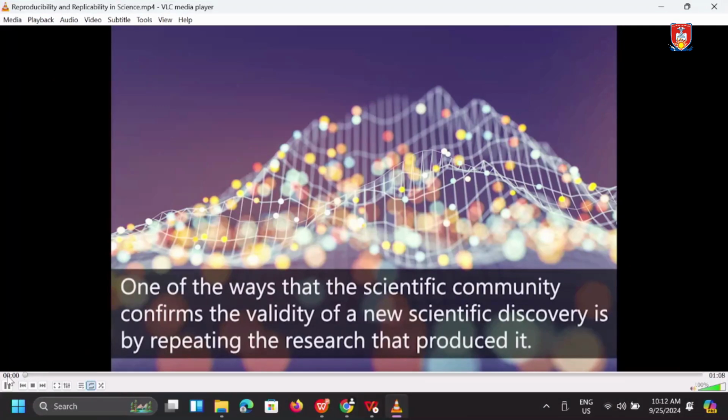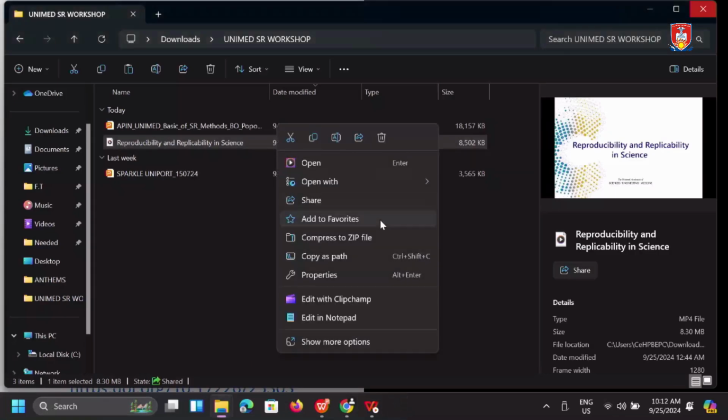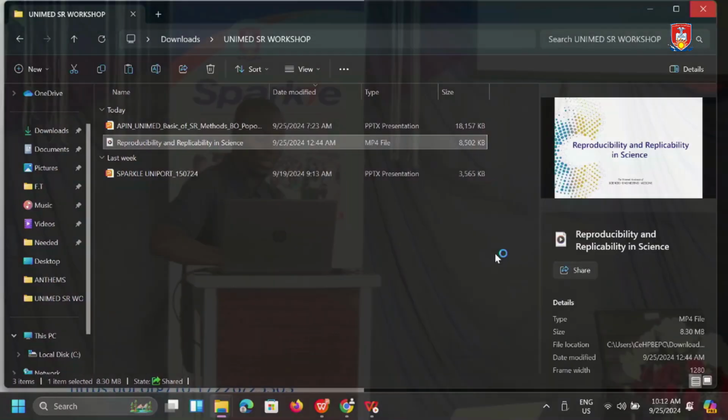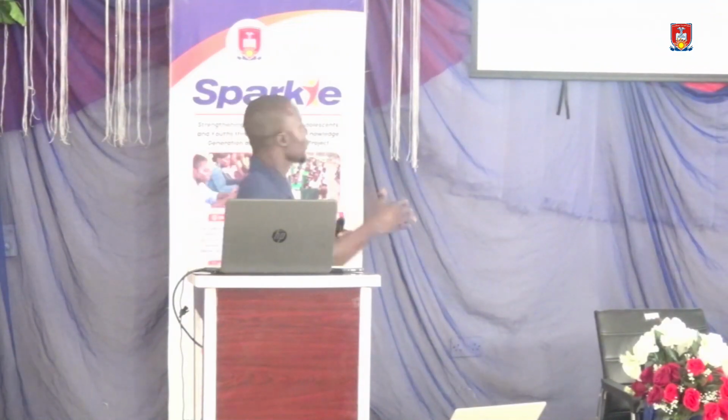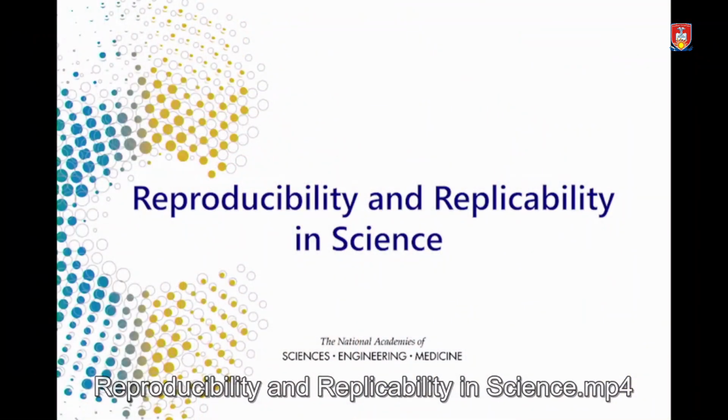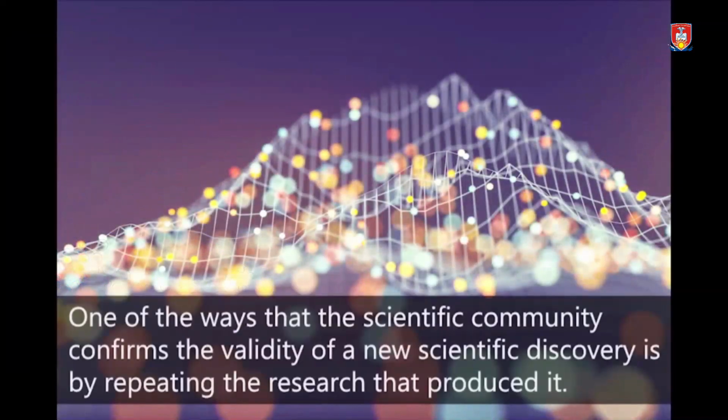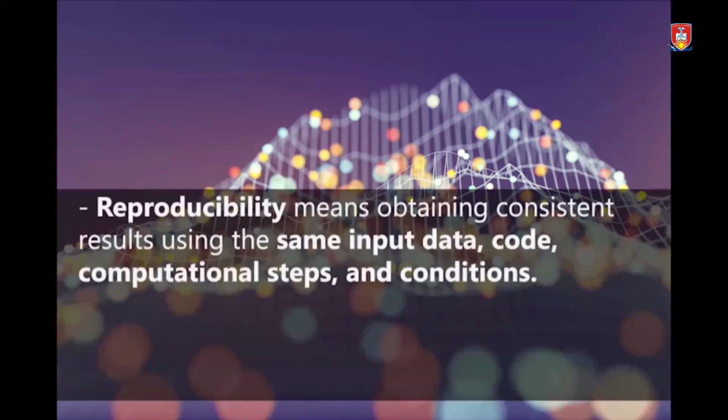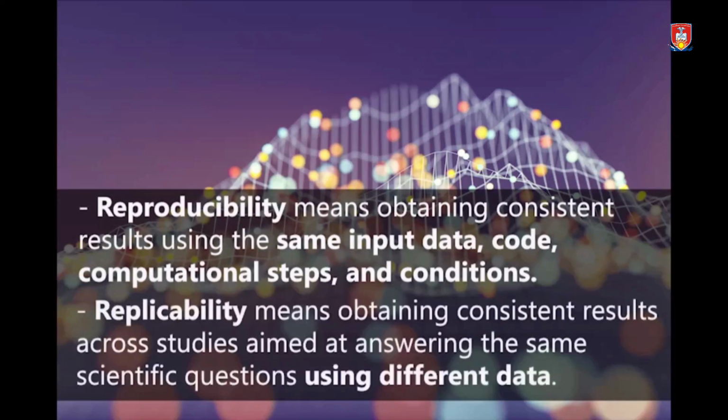So the report says that although there are several studies that are being conducted and new discoveries are being made in science, there must be a way by which we are able to verify what science is saying. Every time there is a new discovery, we must be able to repeat and validate whatever is coming up in science. It defines reproducibility as using the same data to get the same results, while replicability is about using different data to get consistent results.